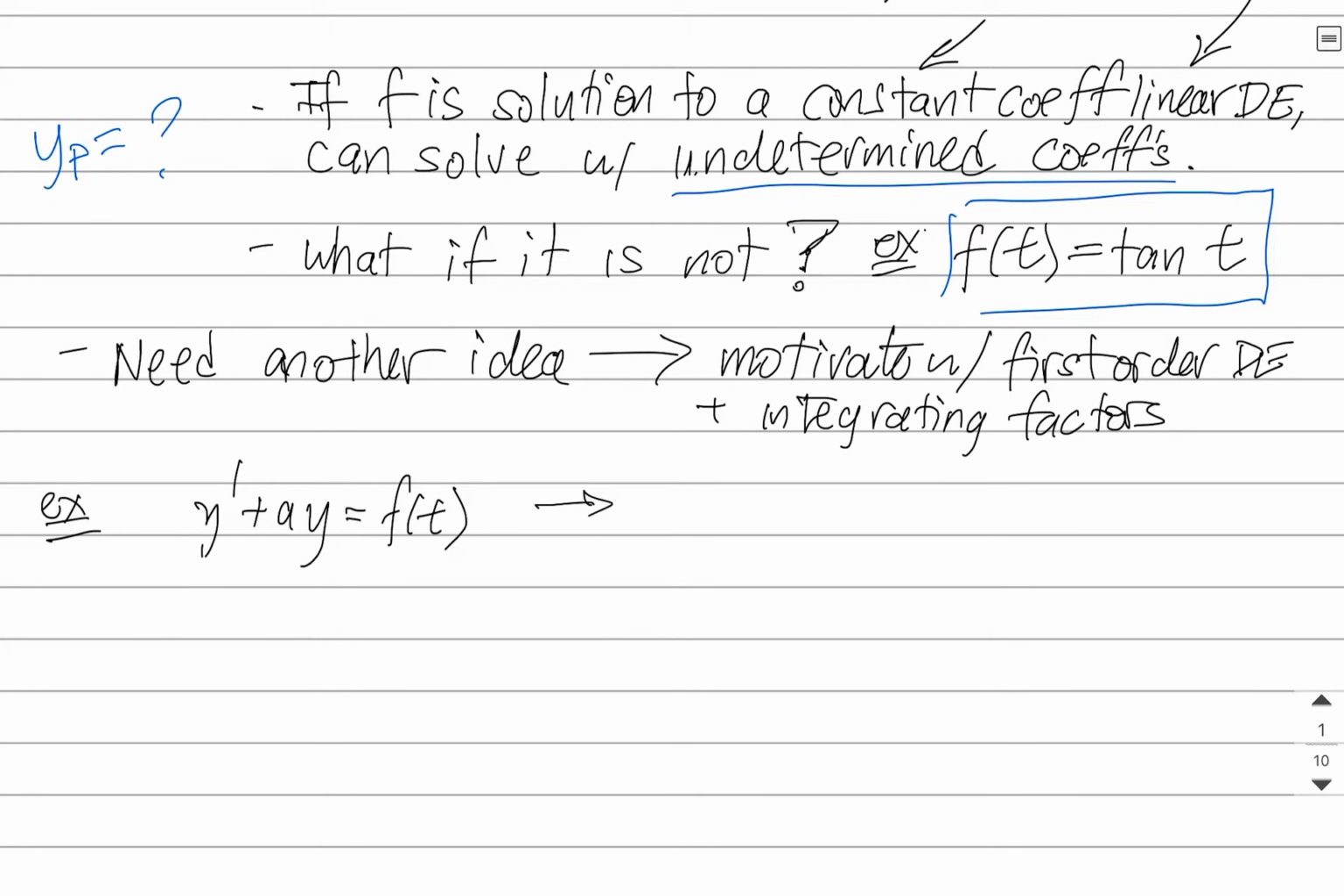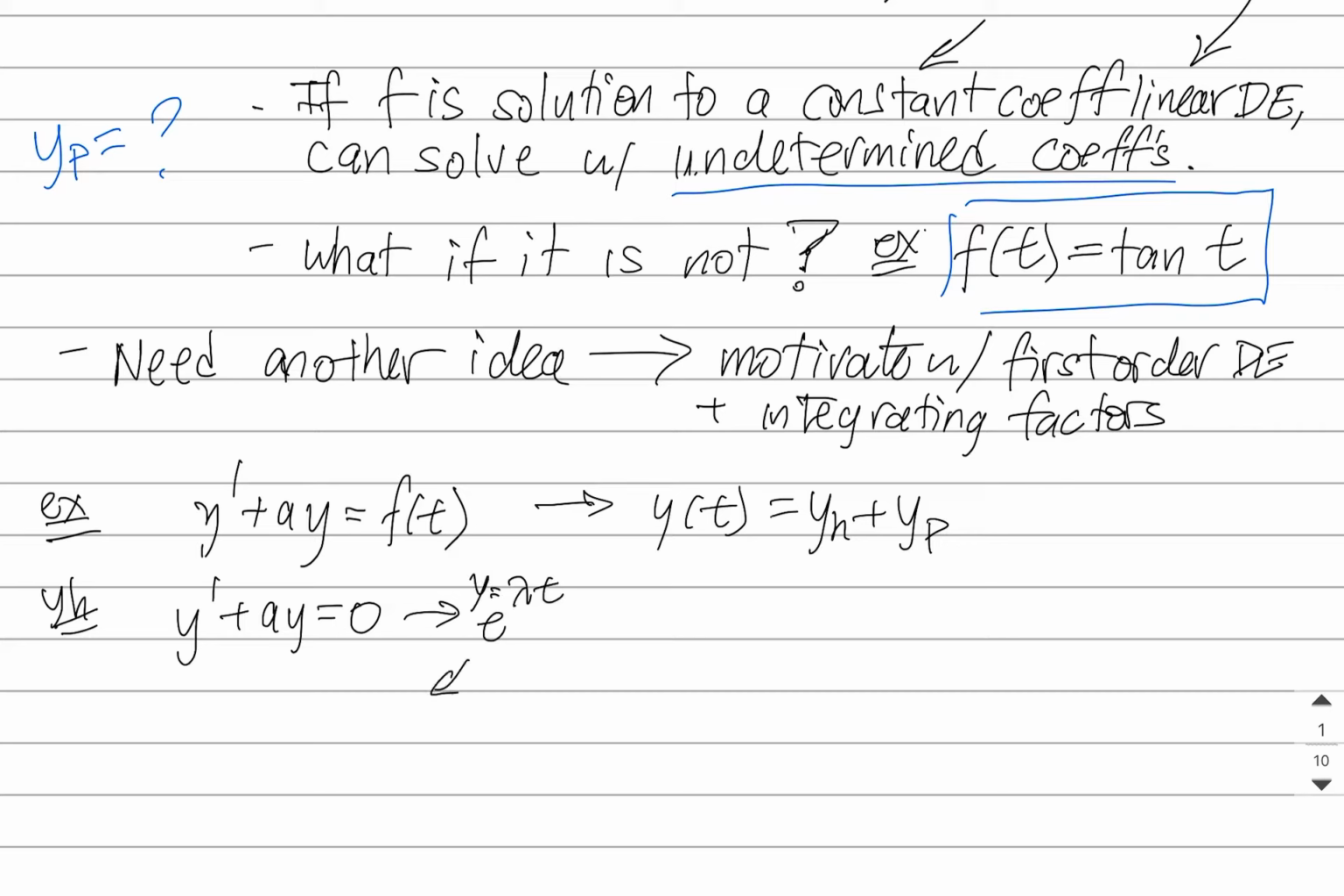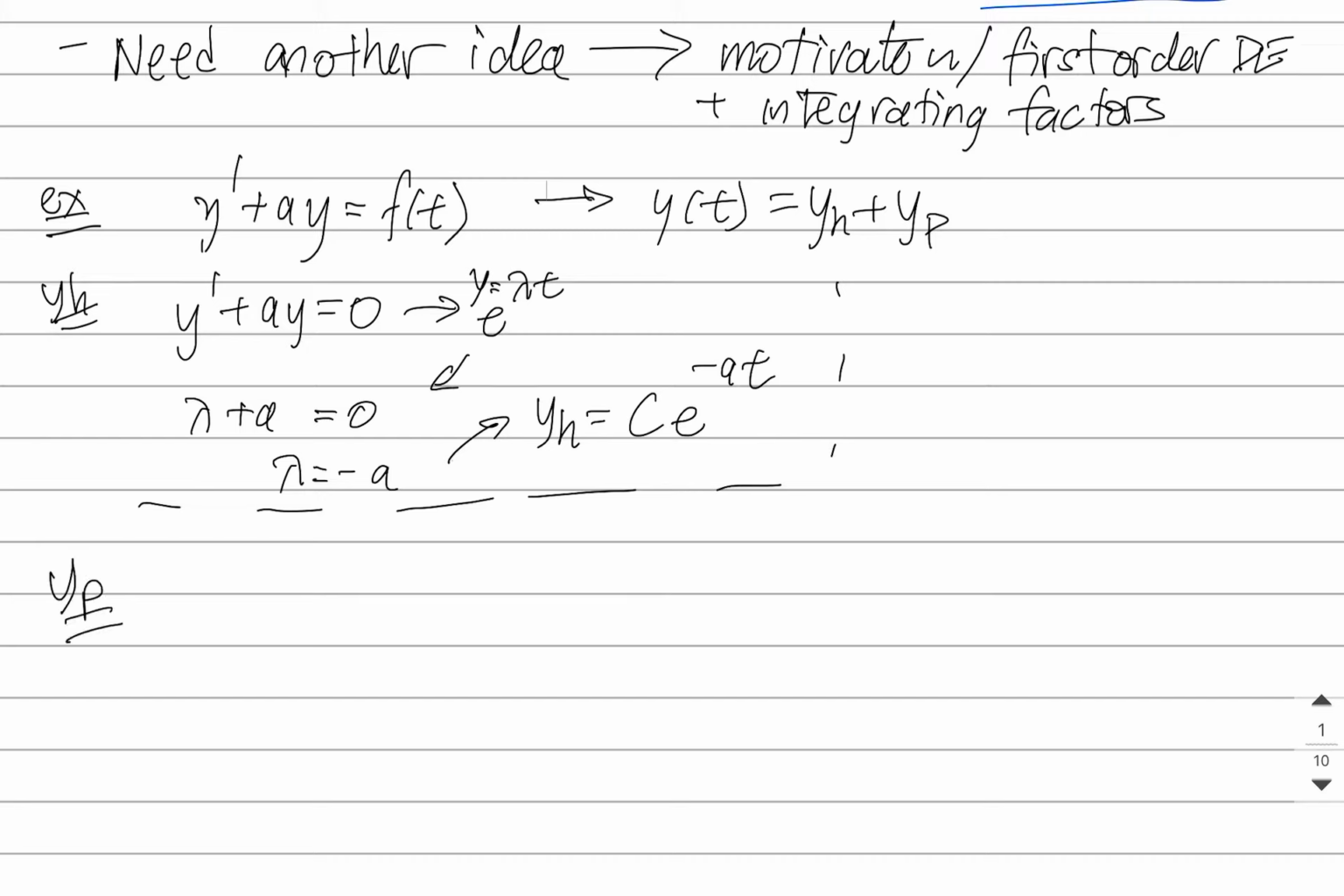Now remember, the general solution to a problem like this is always going to be comprised of a homogeneous solution and a particular solution. The homogeneous problem is essentially: take the left-hand side, set it equal to 0. This is a constant coefficient problem, so we know that the solution has to be an exponential. You put that in, you'll find that lambda is -a, so the homogeneous solution is some multiple of e to the -at. Now we're going to turn to integrating factors to talk about how to find the particular solution.